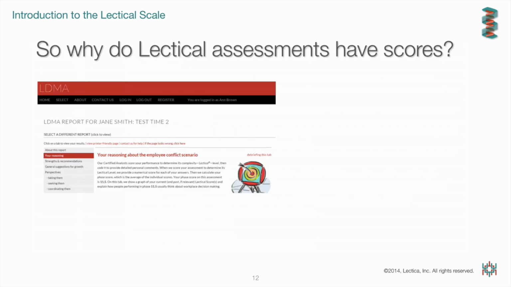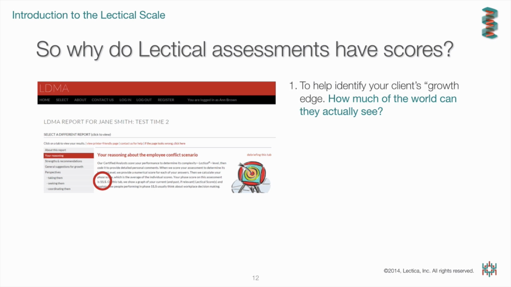So why do Lectical Assessments have scores? All reports from Lectical Assessments provide a developmental score. In the adult assessments, this is typically found on the Your Reasoning tab. You can see that this person got a score of 11.5. We have three main reasons for providing Lectical scores.